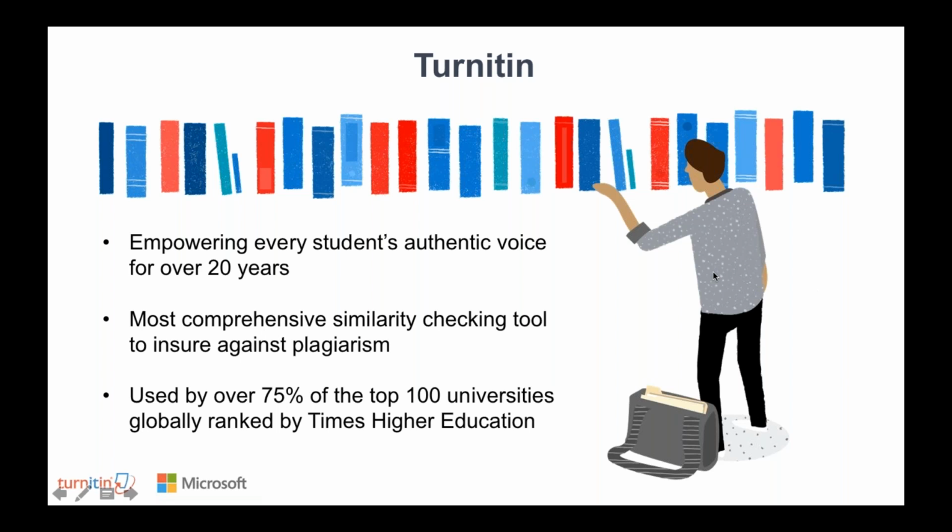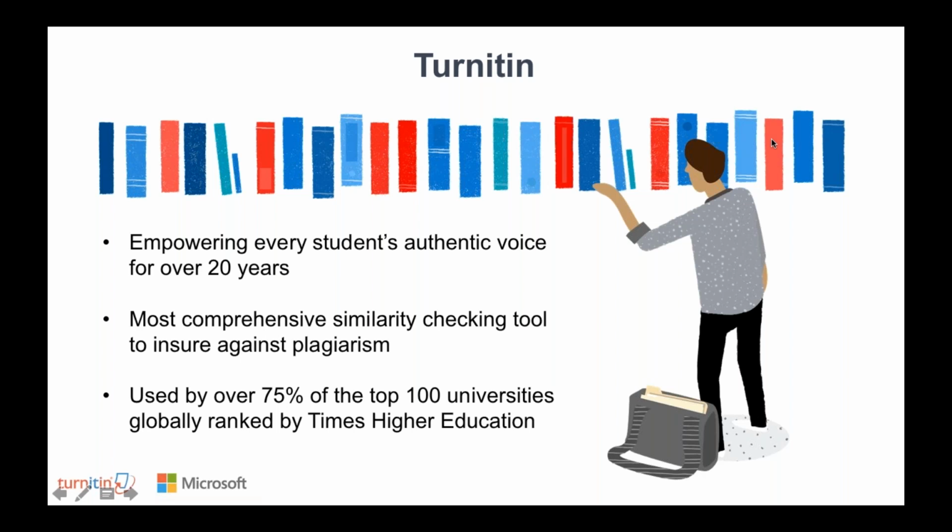So just a brief background on Turnitin for those who don't know. Turnitin's provided solutions to help aid and uphold academic integrity and teaching standards for around 20 years now. We offer the most comprehensive similarity check service on the market to help combat plagiarism. And we have the largest collection of internet sites, publications, and student-submitted work in this market as well. We're trusted by over 75% of the top 100 universities in the world, as ranked by Times Higher Education. And we have a high adoption rate within Europe as well. And we work with a lot of prestigious universities, including Oxford, Cambridge, and University of Manchester.